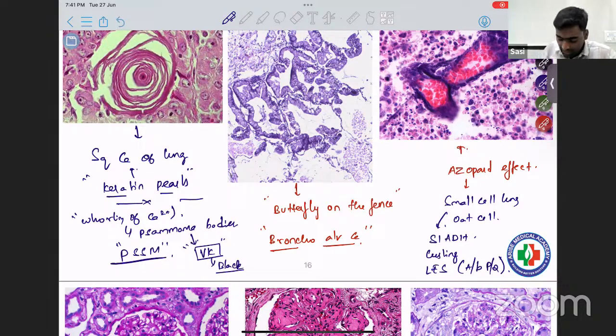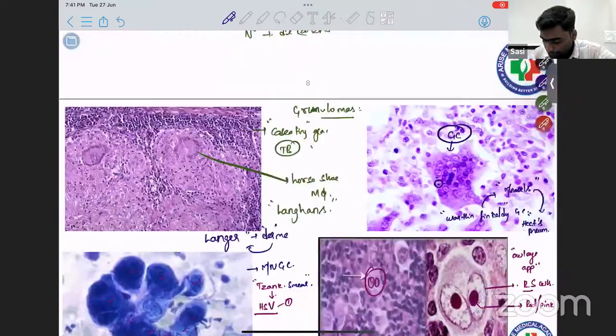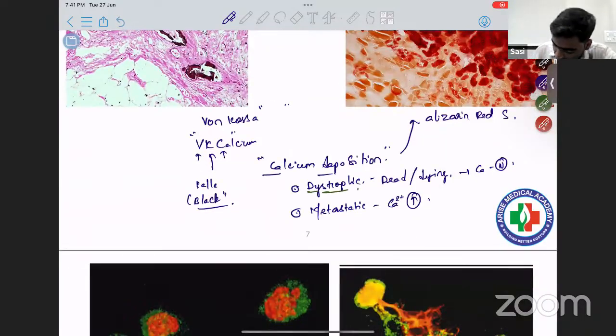And remember one more thing: these psammoma bodies, since they are seen in cancers like papillary carcinoma thyroid, don't confuse it with this one, which is what? Don't confuse with the metastatic calcification. The psammoma bodies are seen in a case of dystrophic calcification. Remember, these psammoma bodies are seen in cancer, but they are actually dystrophic calcifications. Okay, remember this one. Psammoma bodies.